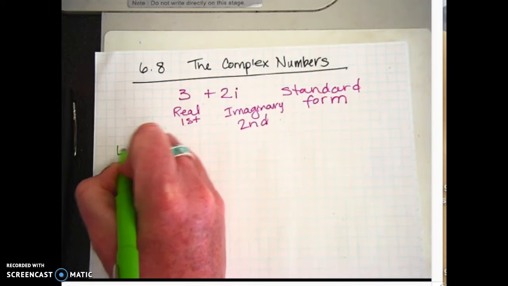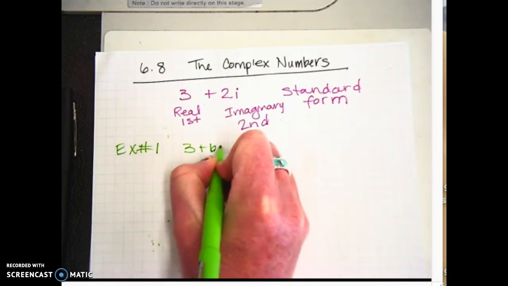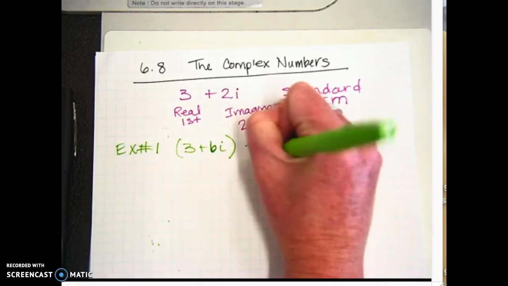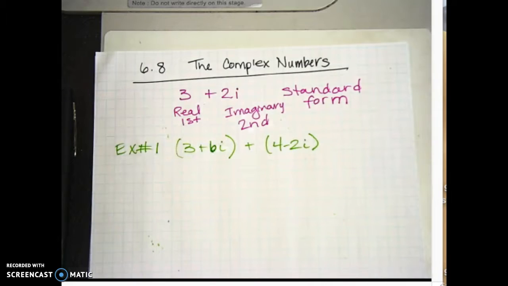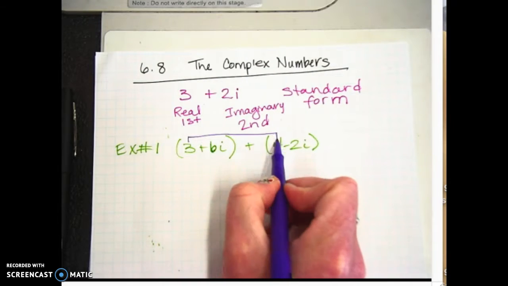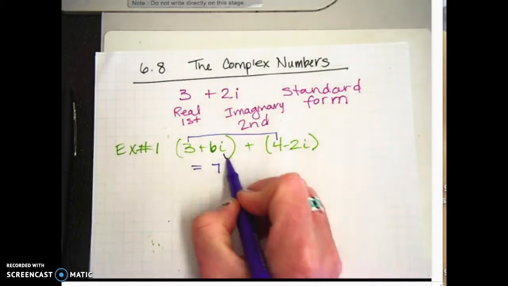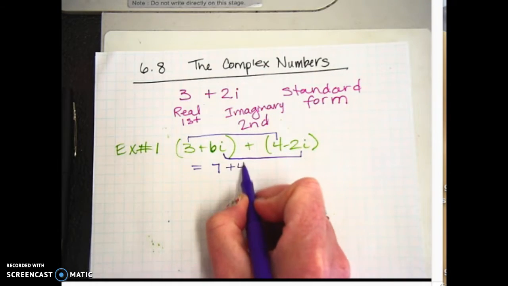Okay, so let's look at a couple examples. Example number 1, we're going to take 3 plus 6i, and we're going to combine it with 4 minus 2i. And so we're looking for like terms. So you want to put the real numbers together, and then you want to put the imaginary numbers together. This one's pretty easy. The 3 and the 4 combine to get your 7. And then 6i and minus 2i, or negative 2i, gets you to 4i.